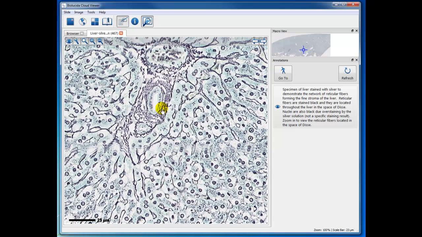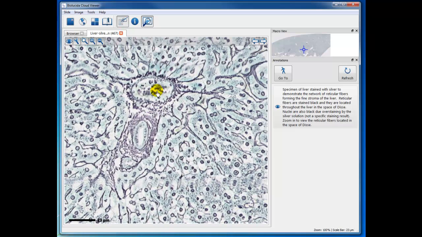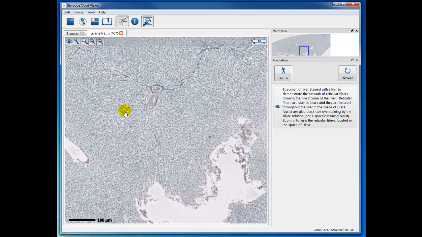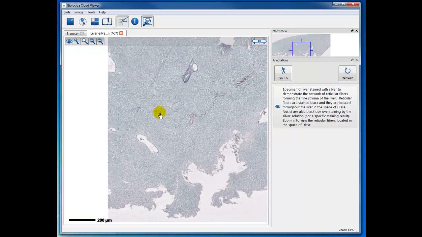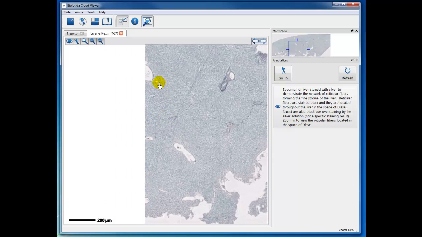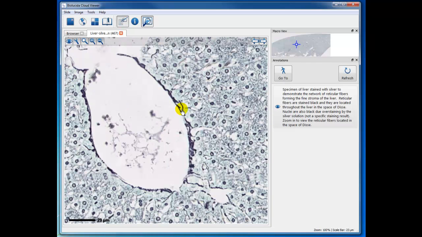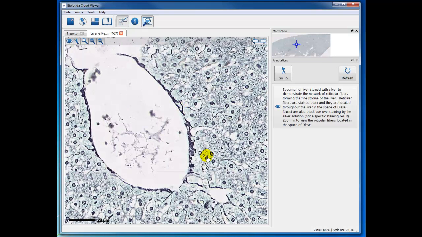You can also see here is a bile duct, and you can see the columnar epithelium lining it, but it's also surrounded with a heavy concentration of reticular fibers. And then this would be a portal vein here. And then if we look at a central vein, let's see where we see a nice central vein. Well, maybe over here is a fairly large central vein right here. And you see a concentration of reticular fibers underneath the endothelium of the central vein.